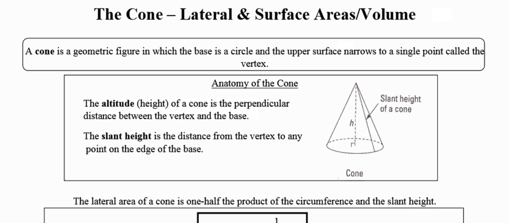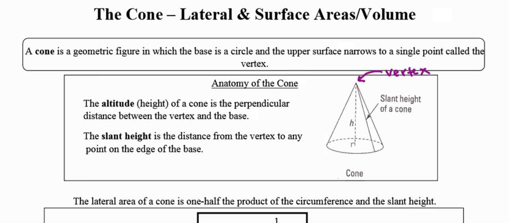This video is all about the cone, just like an ice cream cone, and we'll discuss lateral and surface areas as well as volume. So again, the cone is just like what comes to mind when you say the word cone or ice cream cone. Specifically though, in terms of geometry, we're going to call it a geometric figure in which the base is a circle, and then the upper surface narrows to a single point. And like the pyramid, that single point is called the vertex. So if I'm looking at that picture, this point right here would be the vertex of your cone.